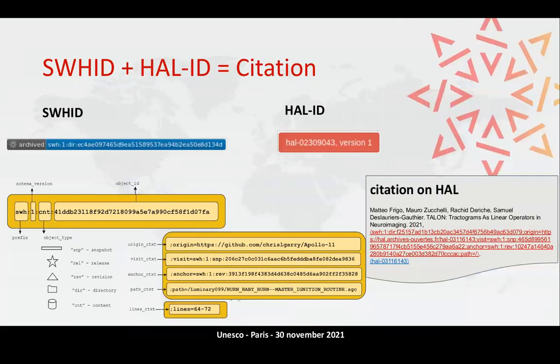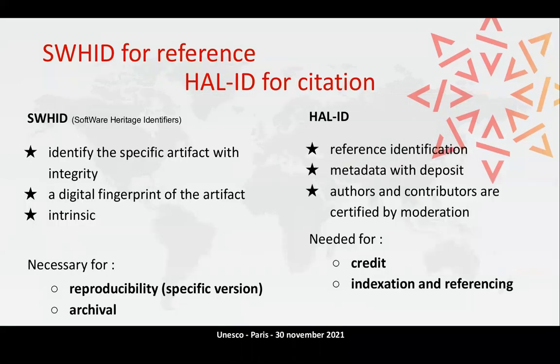So why I said very often that you have SWHID and you have HAL ID, because the combination of the two is the real citation of the software. The SWHID gives you the way and the citation to the specific part of the code of your software. And then with the identifier of HAL, you have the citation with the author, titles, and all metadata.